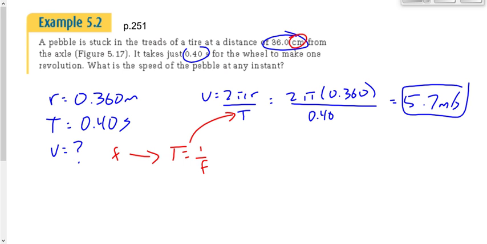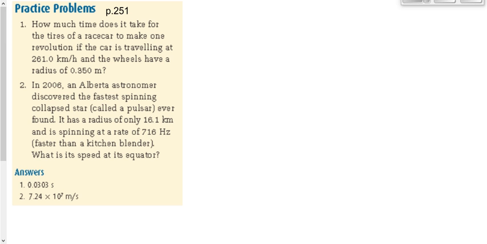All right. Let's give these two questions a shot on page 251. I want to go over number 2 here. It says, in 2006, an Alberta astronomer discovered the fastest spinning collapsed star, it's called a pulsar, ever found. It has a radius of only 16.1 kilometers. So you think this is a star that has a radius which is the distance from about here to High River. That's a pretty small star, pretty dense star.